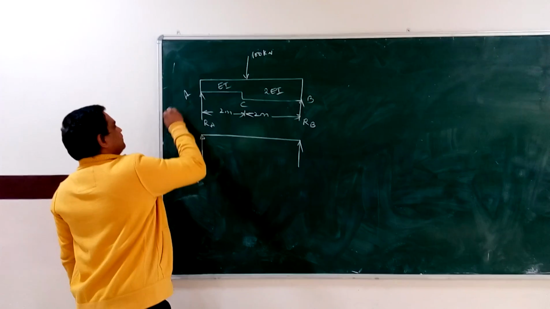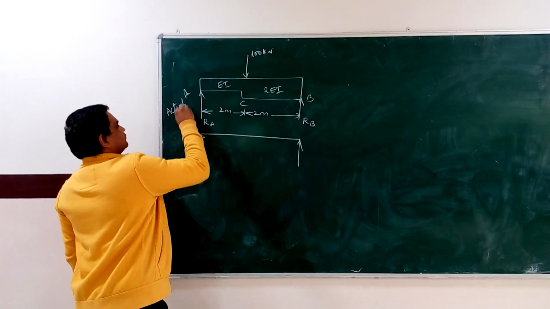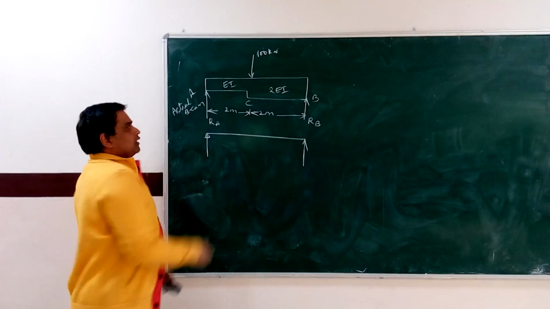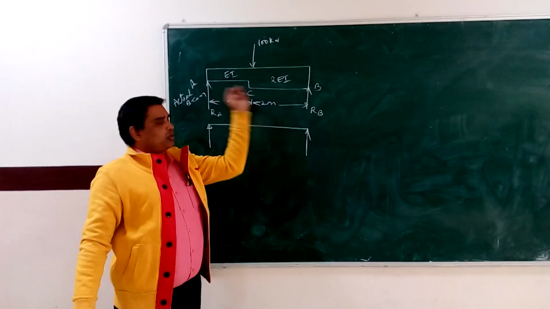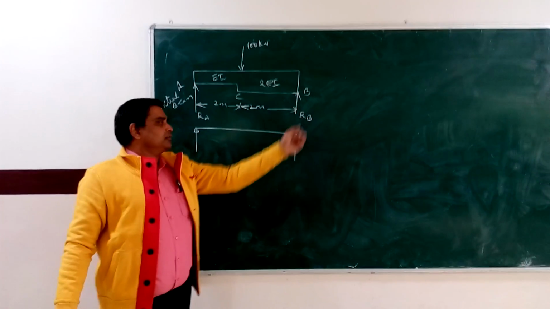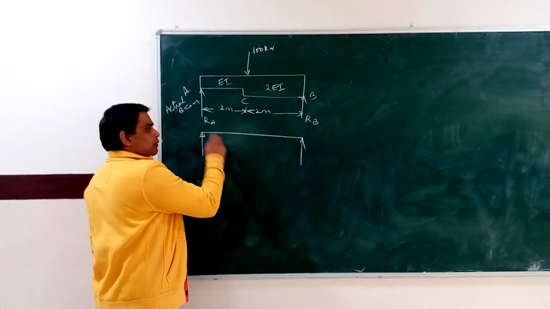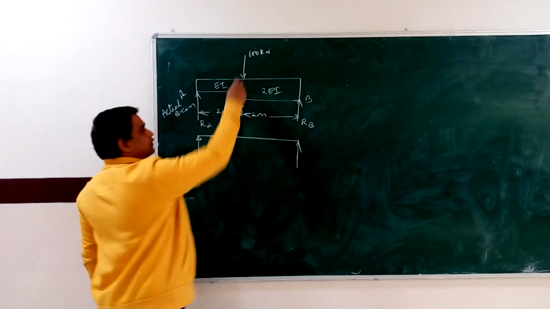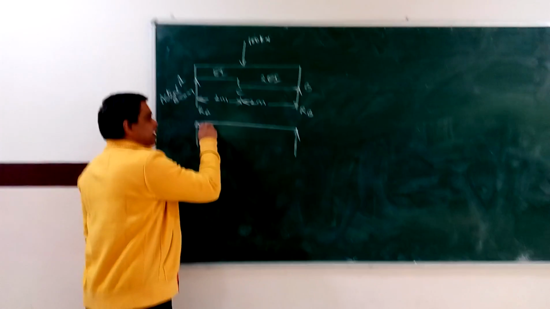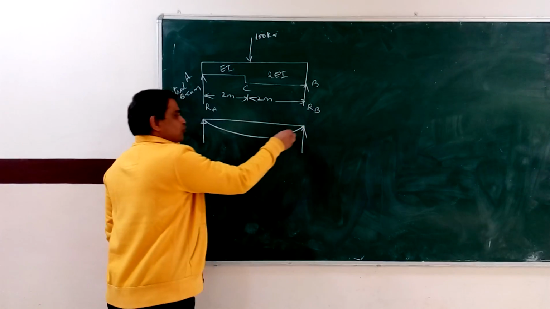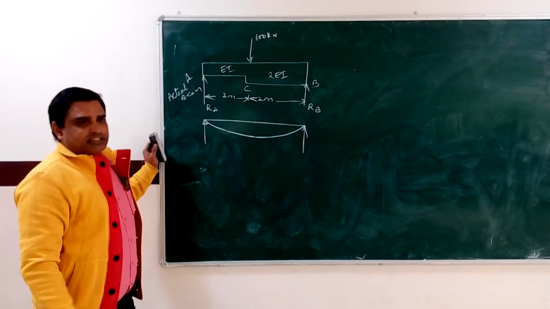It's the actual beam. The given beam is varying in flexural rigidity from A to C and from C to B. And now we are drawing the deflected shape of this beam. A simply supported beam is initially straight. Due to the application of this point load, this beam is going to bend and deflect in a circular arc shape.